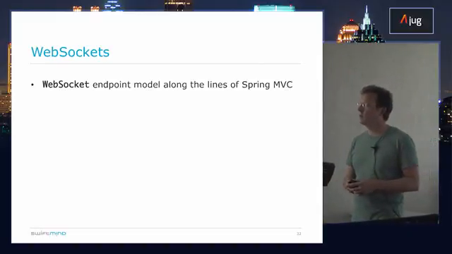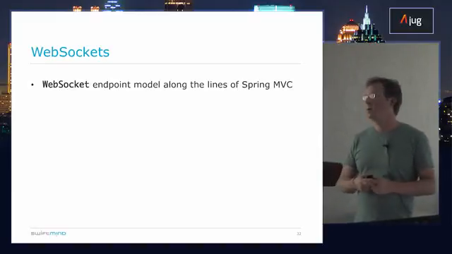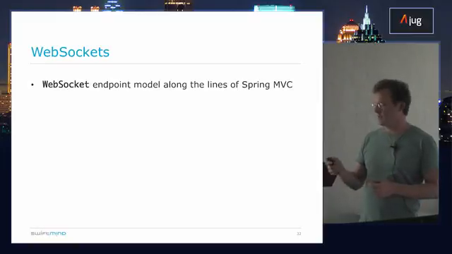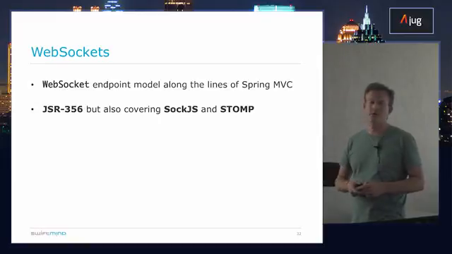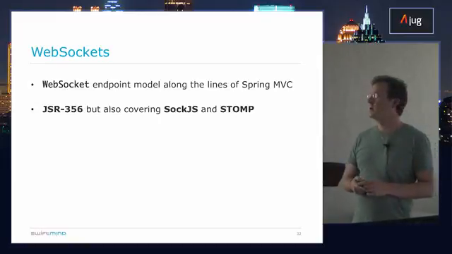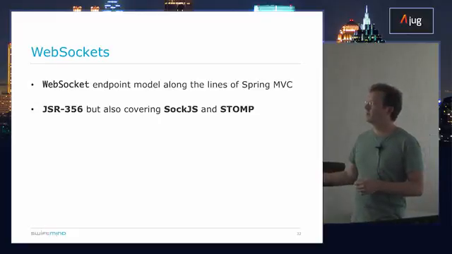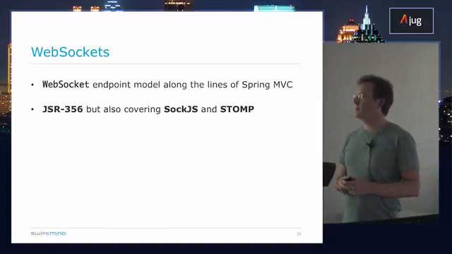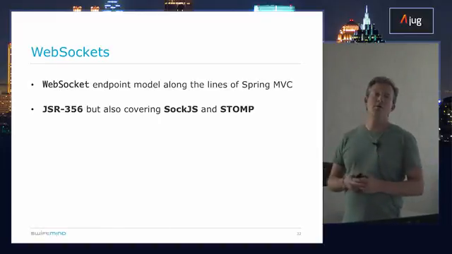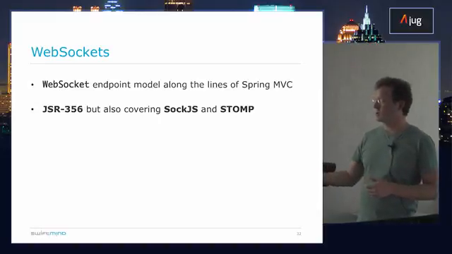Basically in Spring 4.0, what we have is a new endpoint model that's analogous to the @Controller model that you've seen before with Spring MVC, but for WebSocket endpoints. And of course, support for the standards. So JSR 356 is the standard for WebSockets in Java. But in addition to that, Spring provides support for SockJS and STOMP, a simple text-oriented messaging protocol, allowing you to use WebSockets with some fallback modes in case your browser or server isn't supporting the WebSocket protocol.